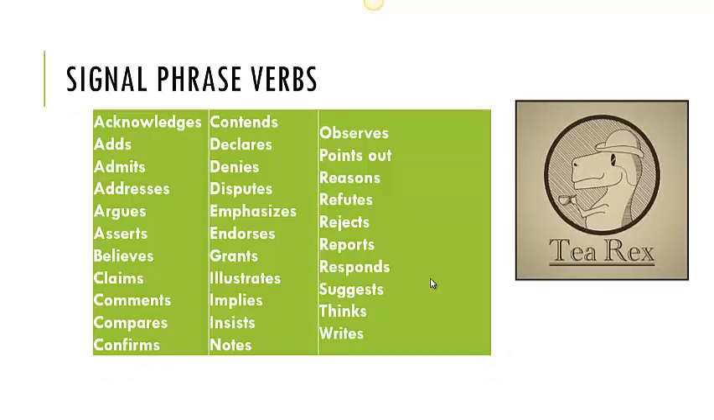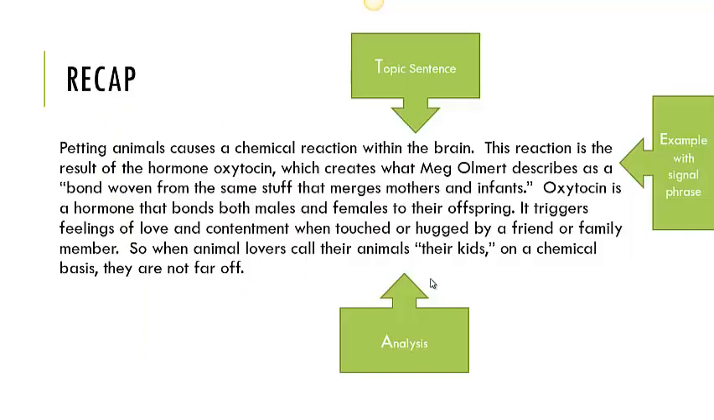There are a lot of signal phrases out there too. You want to vary the verbs you use for a signal phrase, so you can say the author acknowledges, adds, admits, addresses, argues, asserts, believes. You can read that chart for yourself, but the whole idea is use your thesaurus, use your vocabulary to vary what those signal phrases are so they sound natural, so they don't sound repetitive.